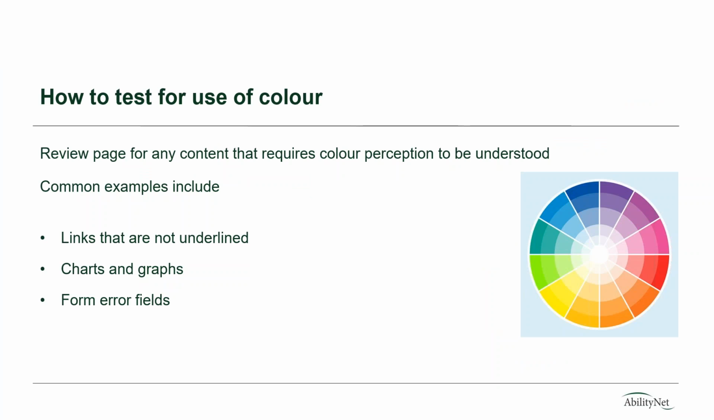Another fairly common example is charts and graphs. Colors are widely used in charts and graphs. The good example we found on the Eon Energy website made positive use of color, i.e. it wasn't the only means for users to extract information.